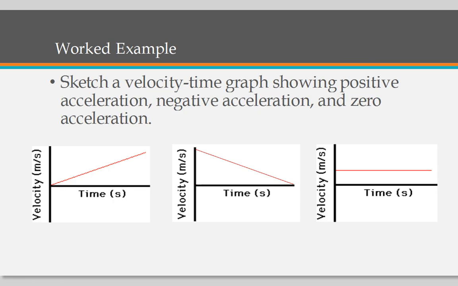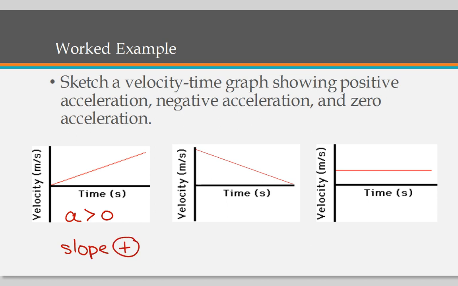This worked example is exactly that. You don't have to do any work. It's already done for you. So you have a VT graph showing positive acceleration. Why is it positive acceleration? Because the slope is positive.